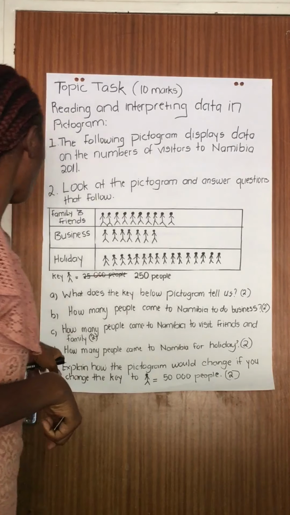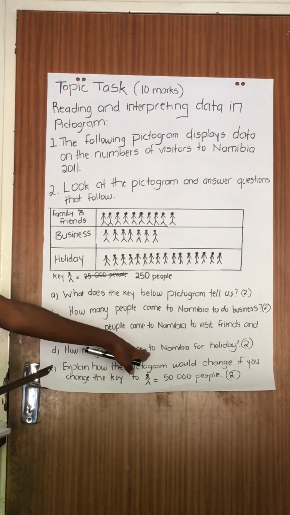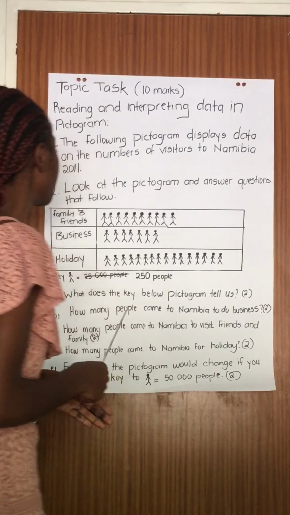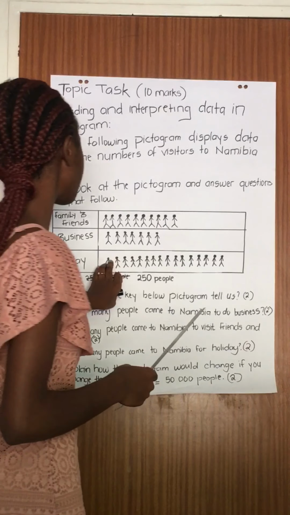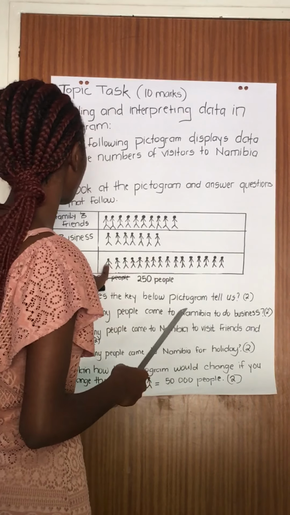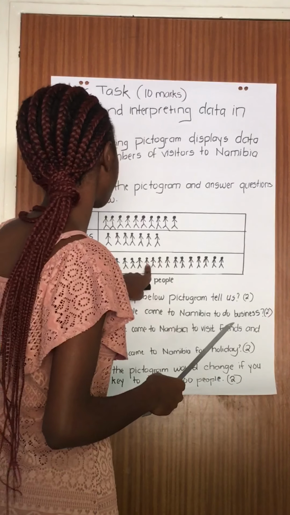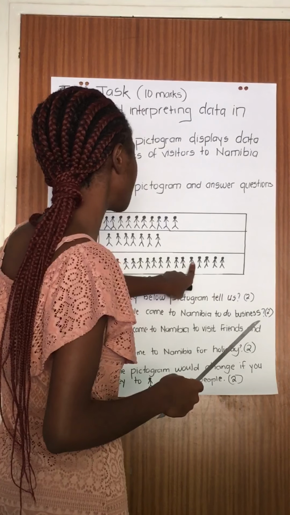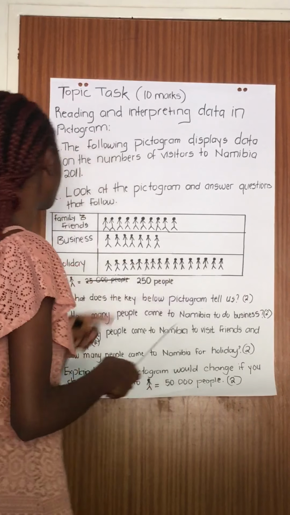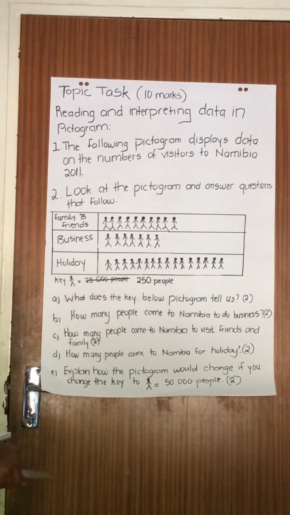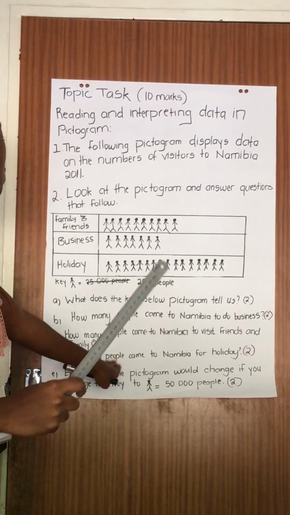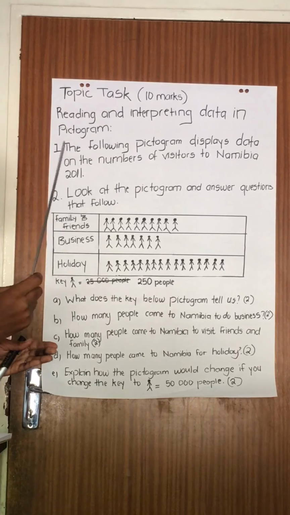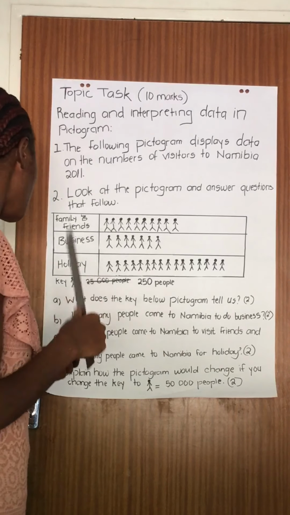give them a tick. And then the next question is, how many people came to Namibia for holiday? For holiday, you're going to calculate again: 1, 2, 3, 4, 5, 6, 7, 8, 9, 10, 11, 12, 13, 14, 15, 16. 16 times 250 people, and that equals 4,000 people. So 4,000 people came to Namibia for holiday.